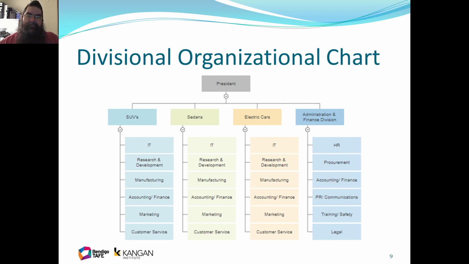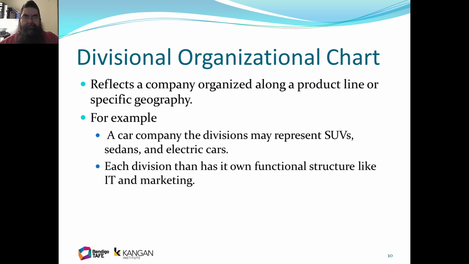The next type of organisation chart is divisional, where you can either have it broken up based on geographic location or effectively product lines, if you like. So in this example, we're looking at a car company, and we have a division for SUVs, sedans, electric cars, and administration. And each of these, they have their own IT, research, manufacturing, marketing, customer service. So there's a lot of repetition in this type of divisional organisation. It's not centralised.